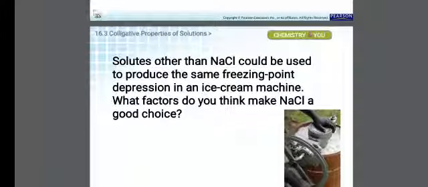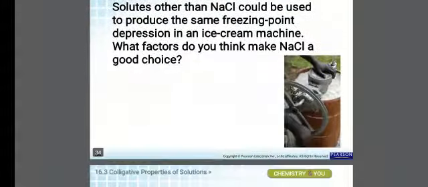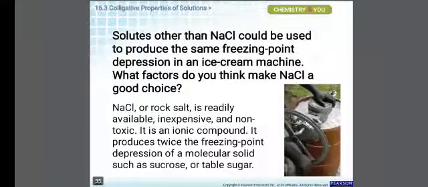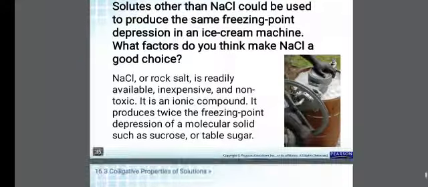Solutes other than sodium chloride could be used to produce the same freezing point depression in an ice cream machine. What factors do you think make NaCl a good choice? NaCl, or sodium chloride, is readily available, inexpensive, and non-toxic. It is an ionic compound. It produces twice the freezing point depression of a molecular solid such as sucrose or table sugar.